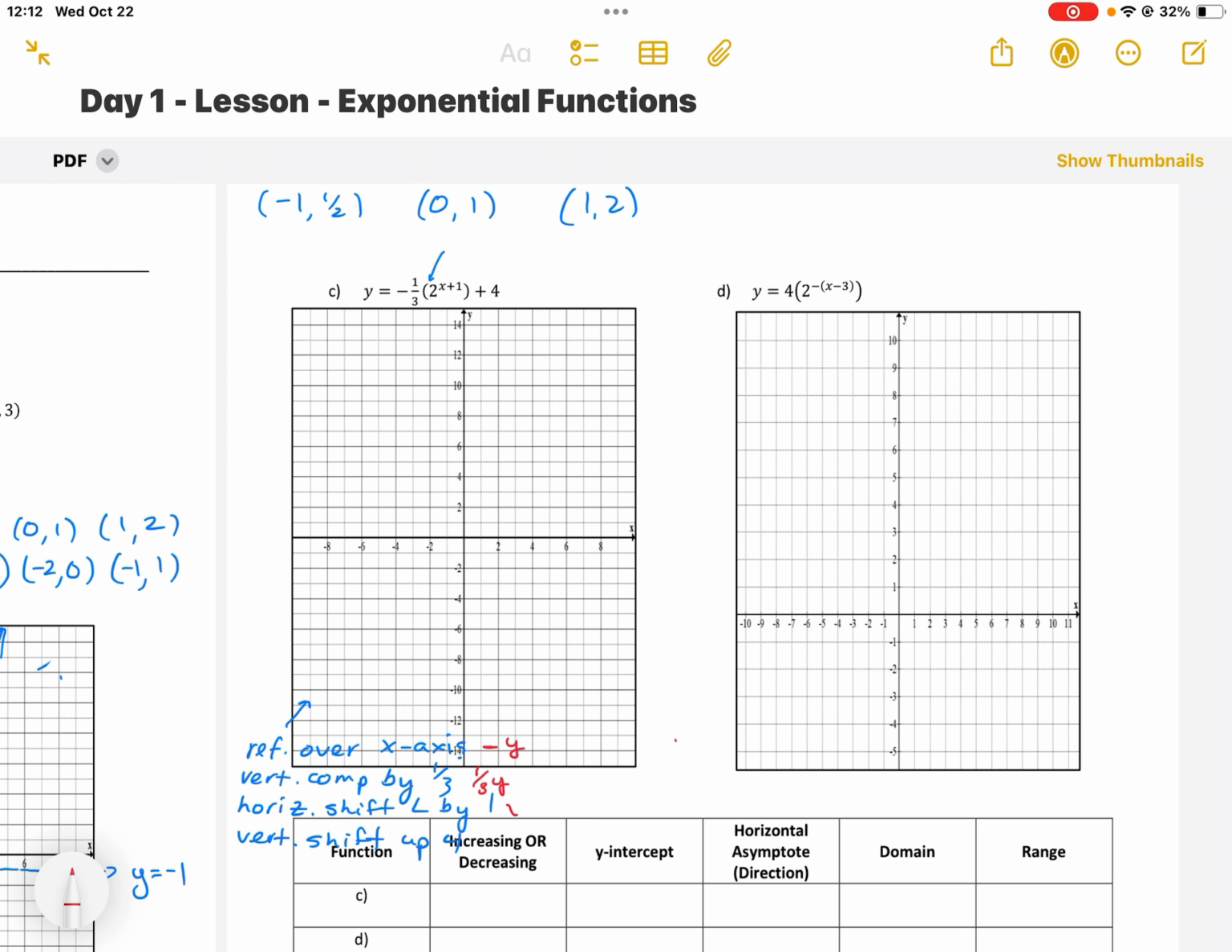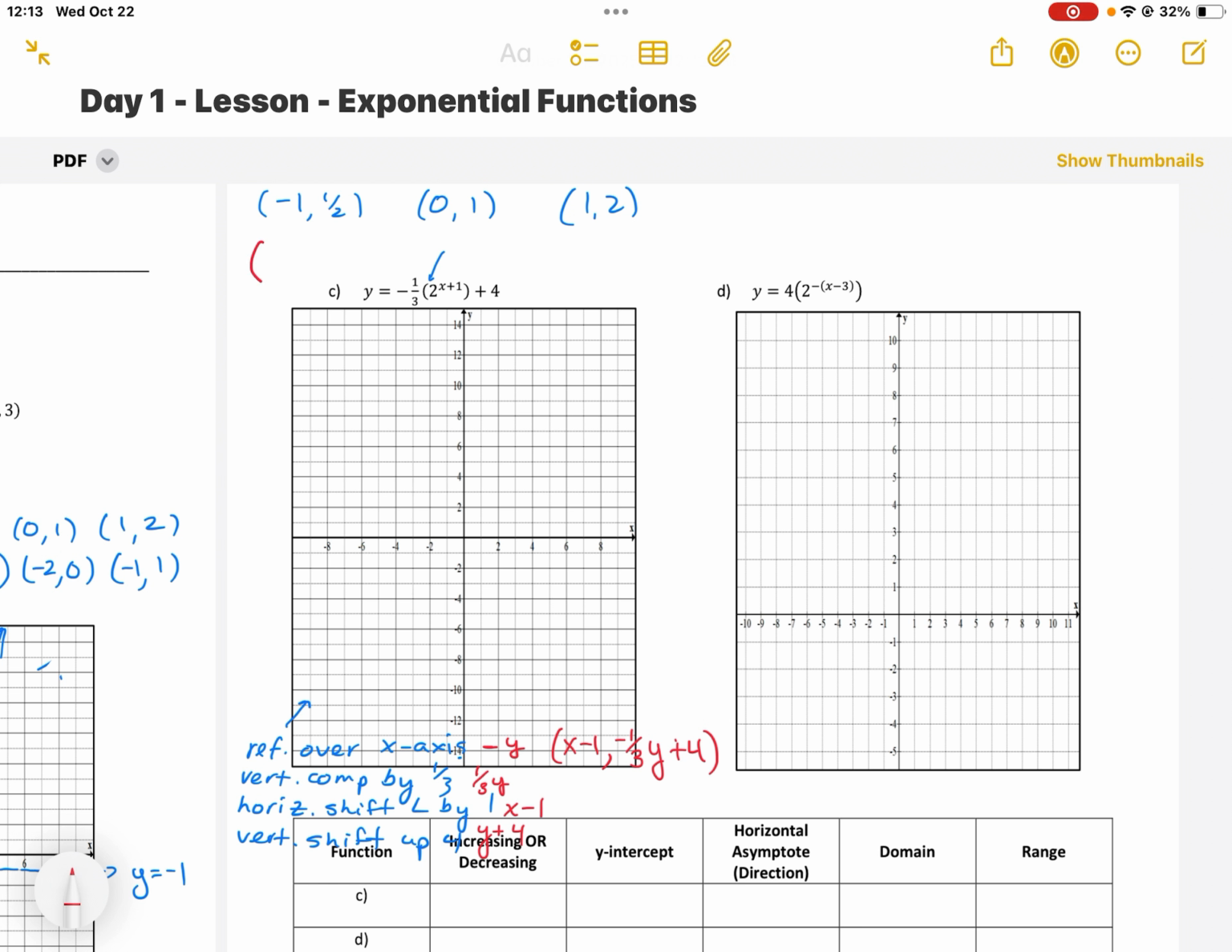Horizontal shift left by 1 would be taking away 1 from the x. And a vertical shift up by 4 would be adding 4 to the y. So all in all, I am taking away 1 from the x, I'm multiplying by -1/3 to the y, and then I am adding 4 to get my new values.